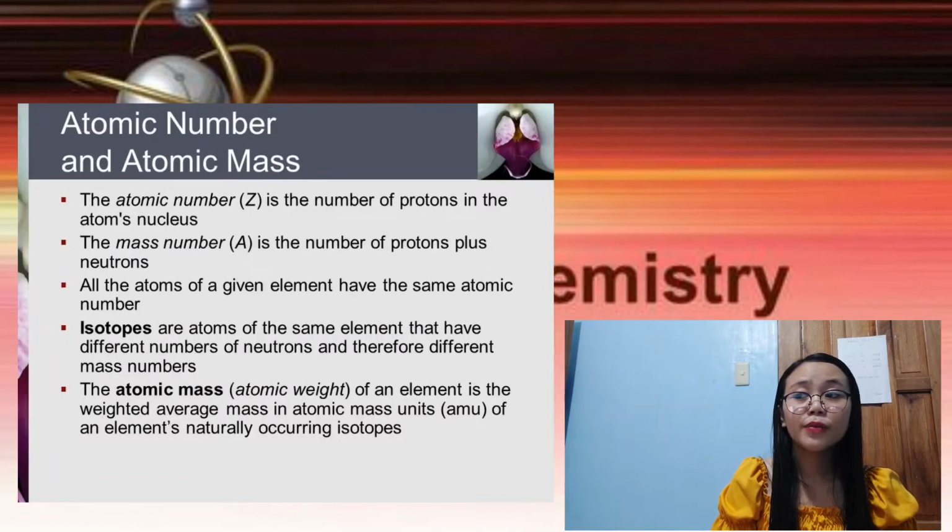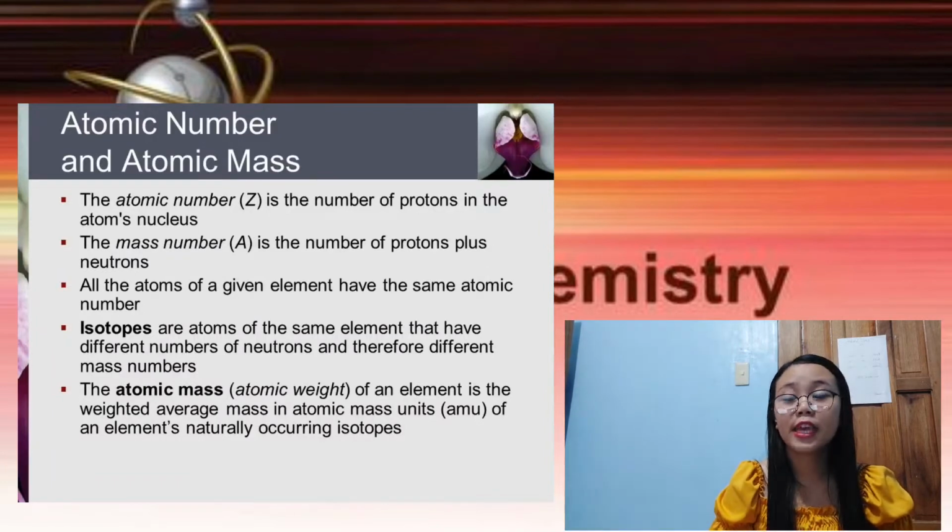All the atoms of a given element have the same atomic number. Isotopes are atoms of the same element that have different numbers of neutrons and therefore different mass numbers. The atomic mass, or the atomic weight, of an element is the weighted average mass in atomic mass units (amu) of an element's naturally occurring isotopes.